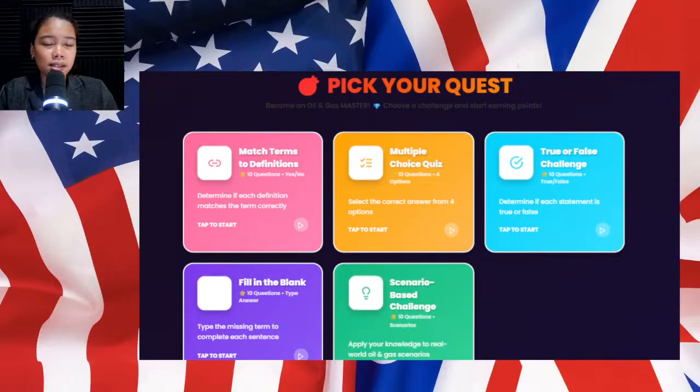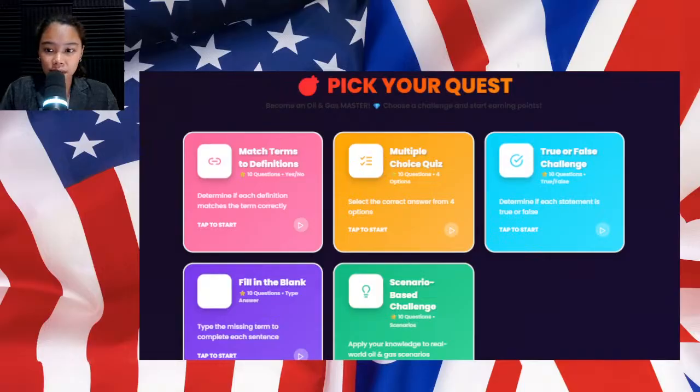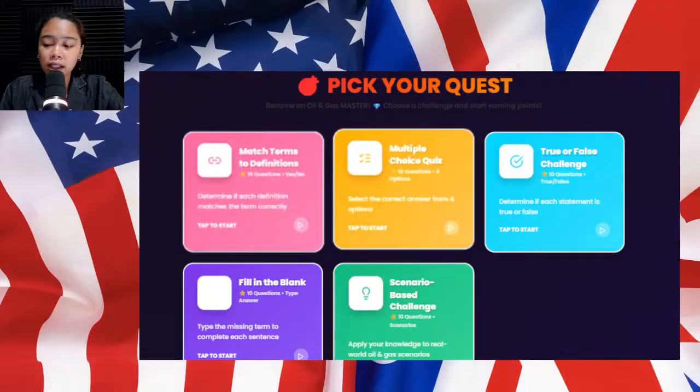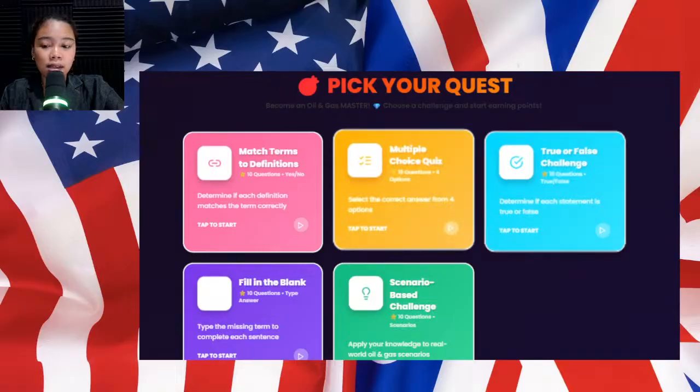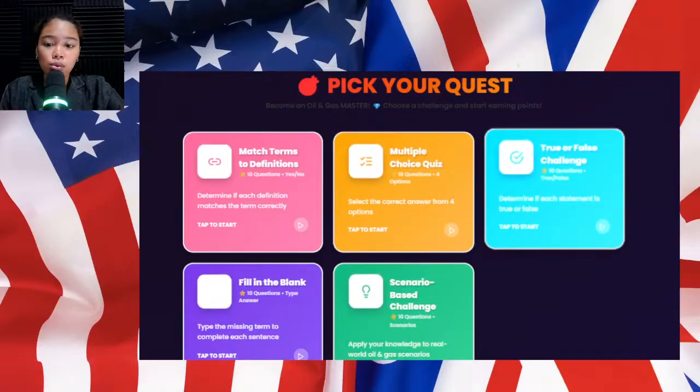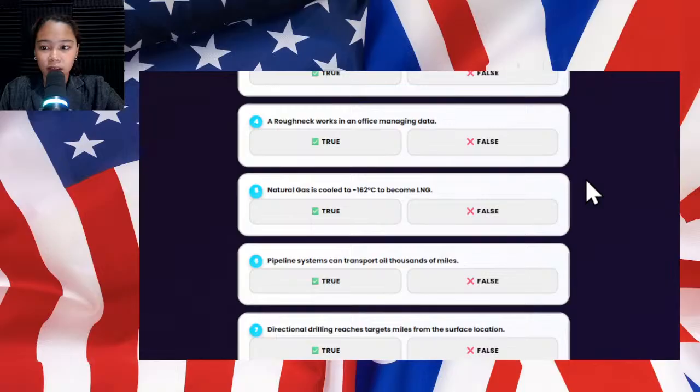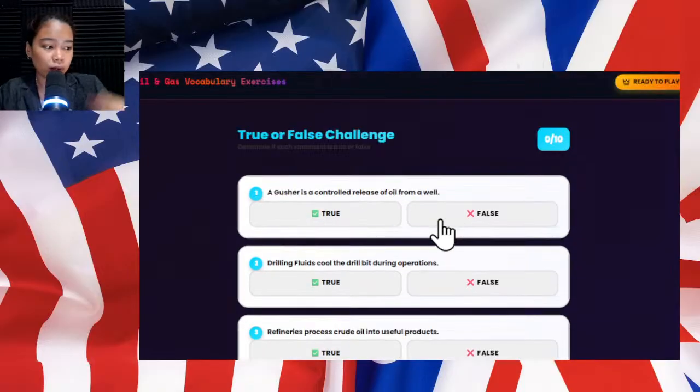Now, each exercise has 10 items, right? We already did a review on the first two exercises. Yesterday we did the true or false challenge. Okay, it looks like this. But before that, let me do just a quick check if my screen is showing and my audio is working. Okay, all good. I can proceed now.